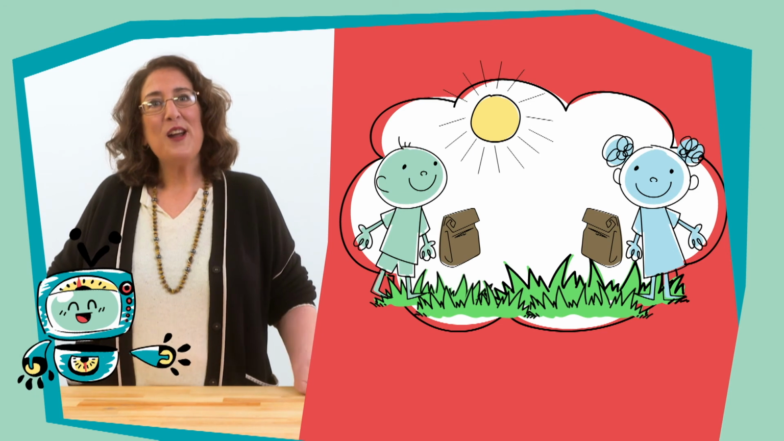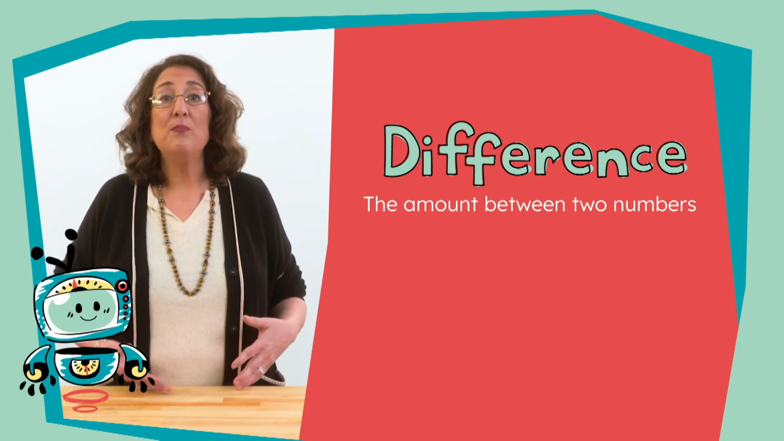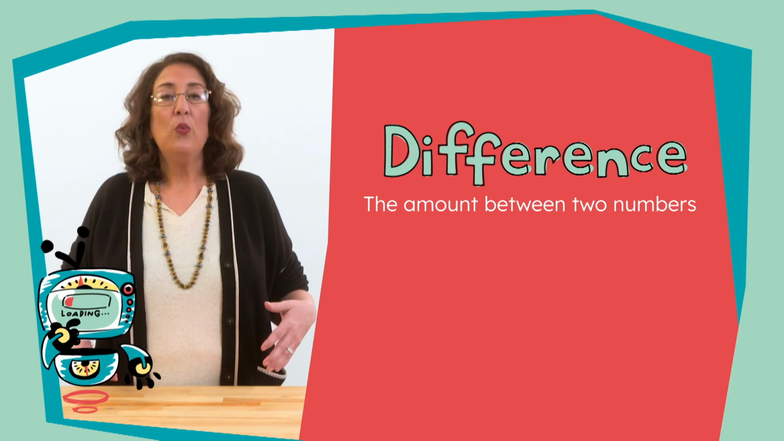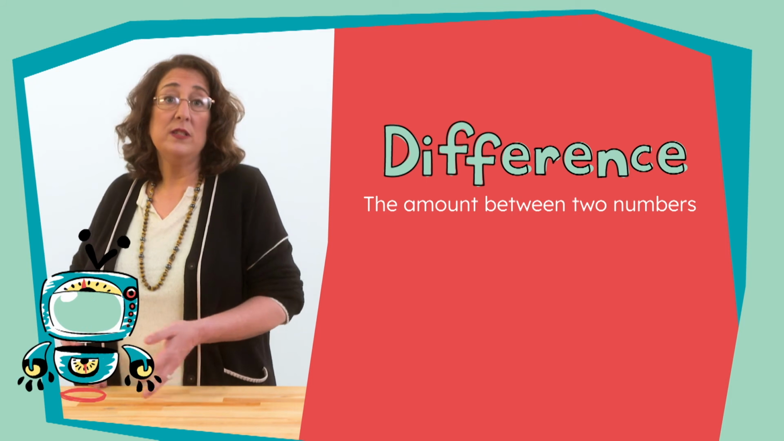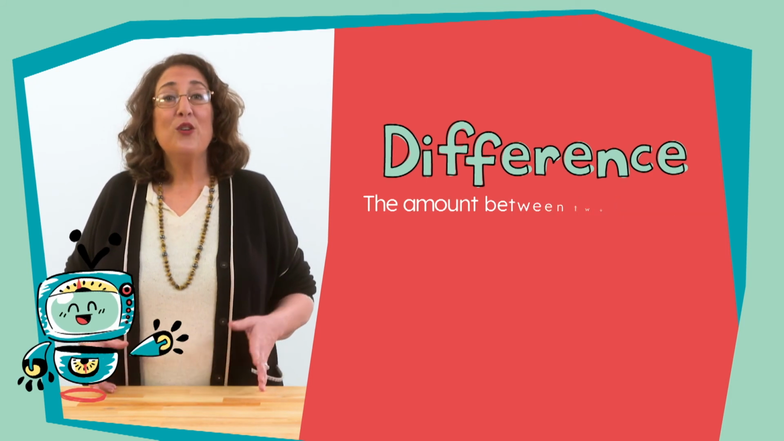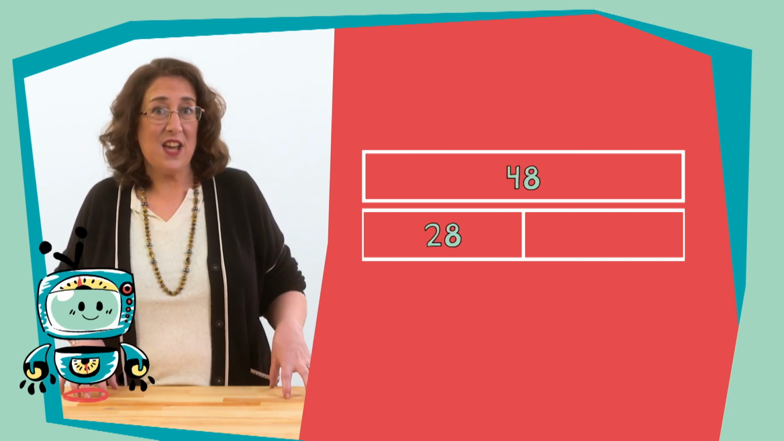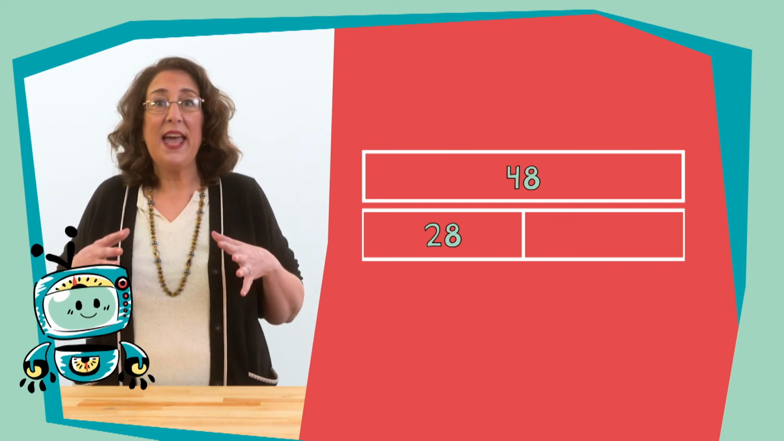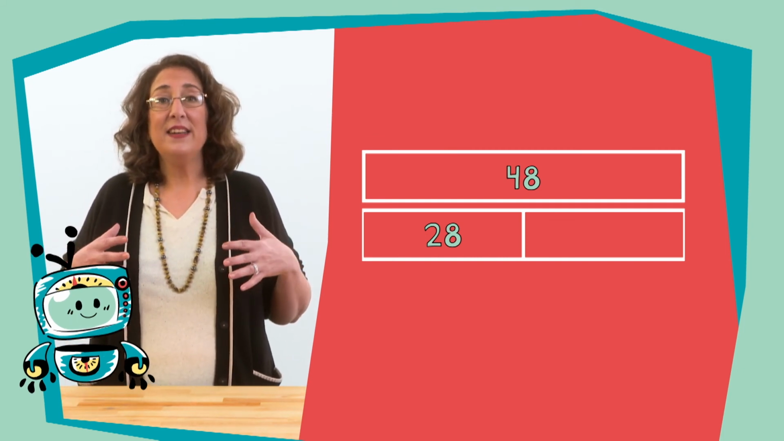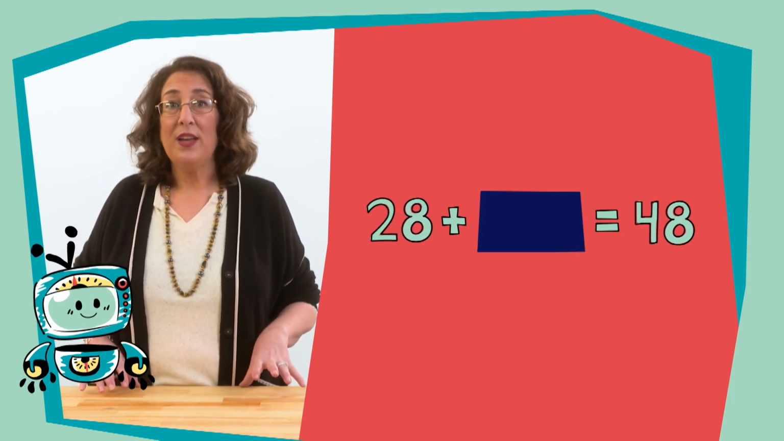So, for our word problem today, we had to find a difference, which is the amount between two numbers. We found the difference between a total and one of its partners, which is the other partner. First, we used a bar model as a way to show the amounts we did know, the amount we didn't know, and the relationship they had to each other.